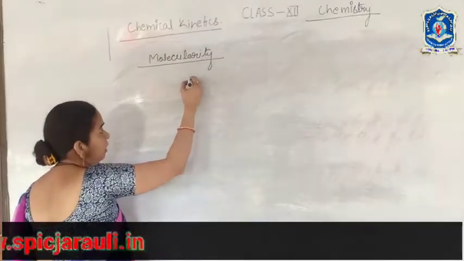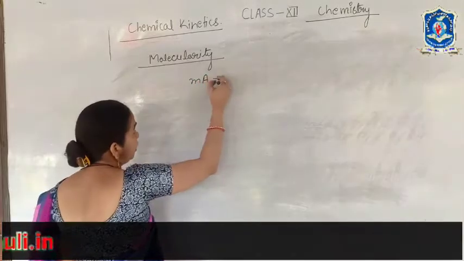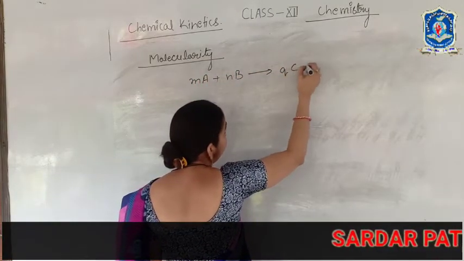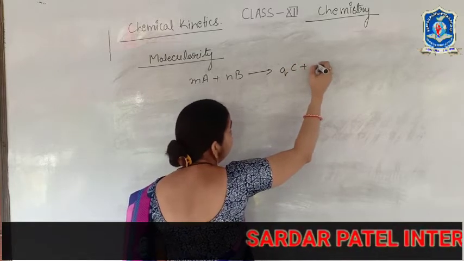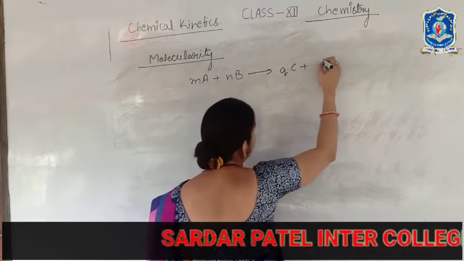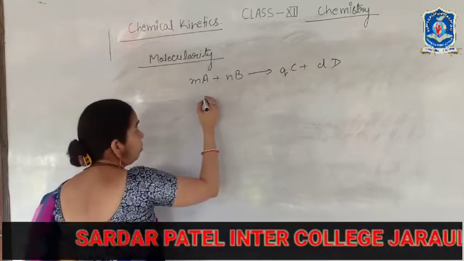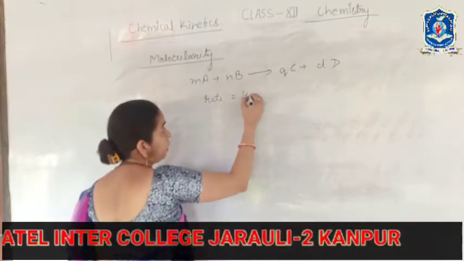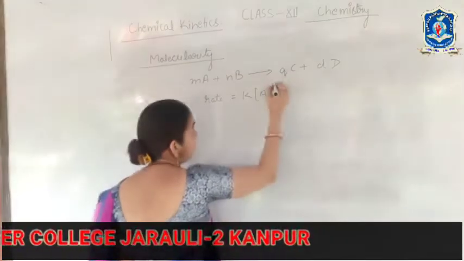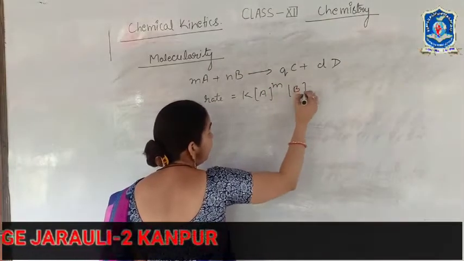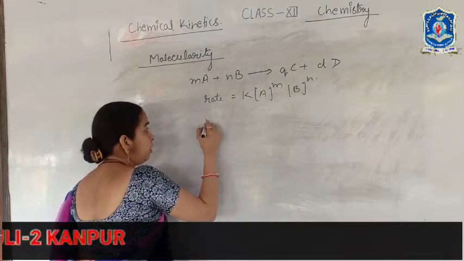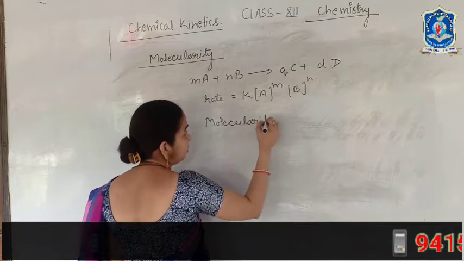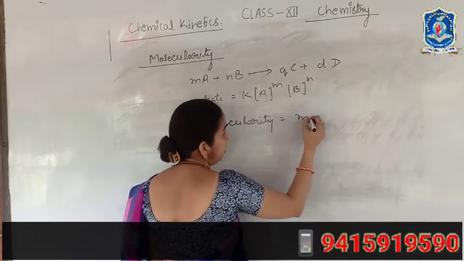For example, mA plus nB gives C plus D. Rate equal to k [A]^m [B]^n, and the molecularity is m plus n.